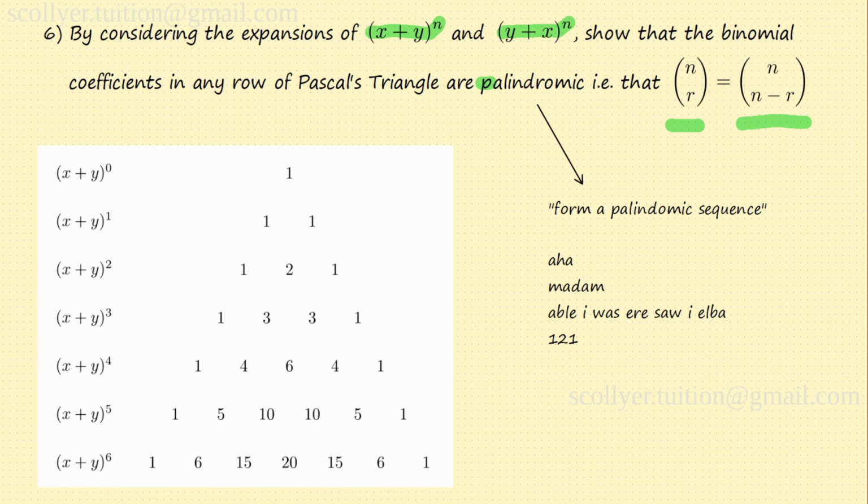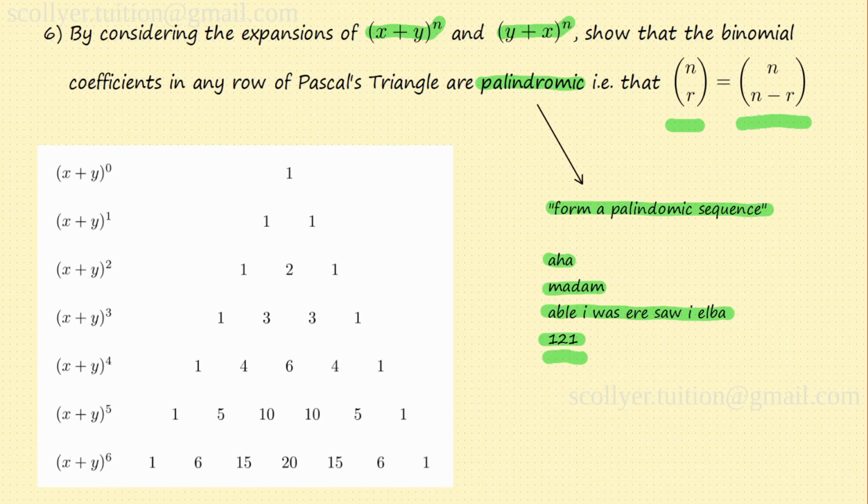We need to know, what does palindromic mean? Well, a palindromic word is one that reads the same forwards as backwards. And so, aha, madam, and indeed this phrase, able I was ere saw I Elba, all are palindromic. In addition, the digits in the number 121, which are 1, 2, and 1, reading forwards, and 1, 2, and 1 reading backwards, form a palindromic sequence. And so, in fact, perhaps this question should have said, show that the binomial coefficients form a palindromic sequence.